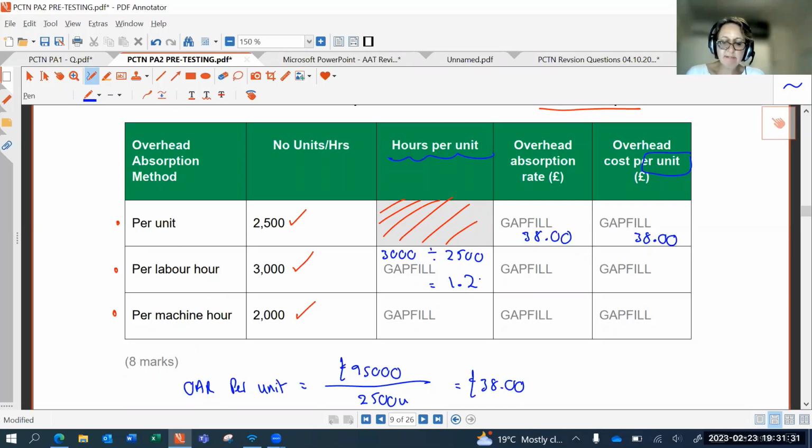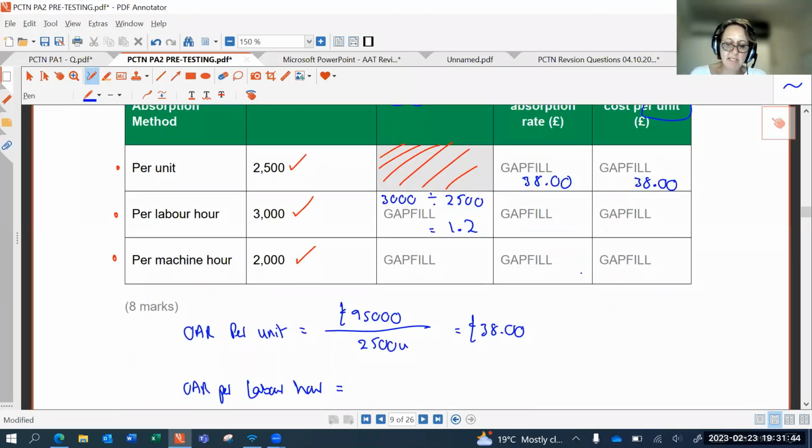Right, so that bit was a bit of extra. We didn't do that with the units because I was already in units, so I didn't have to. So I've now got 1.2 hours spent on each unit. The next bit is the OAR. That's no different in terms of our approach from when we did it before.